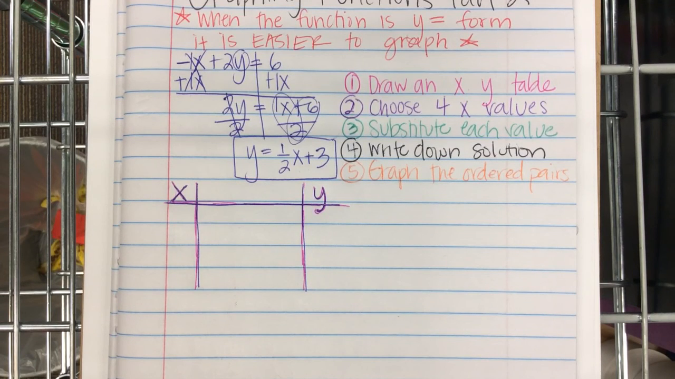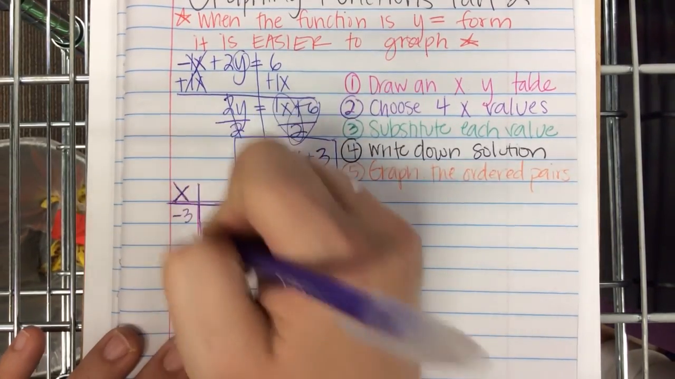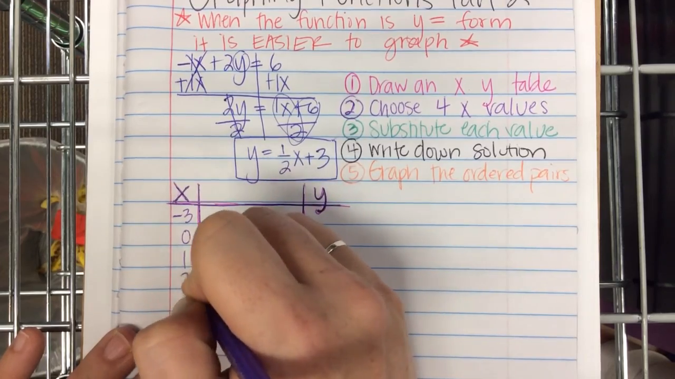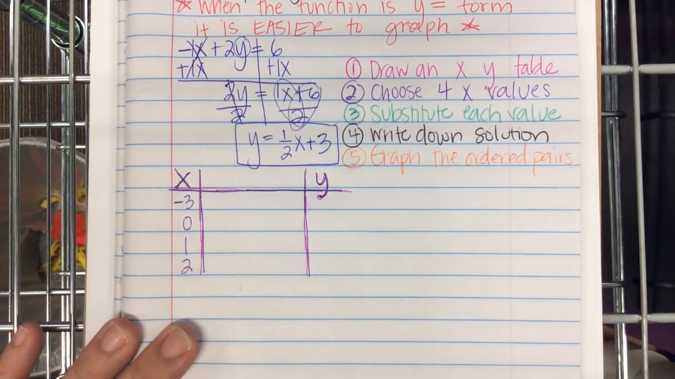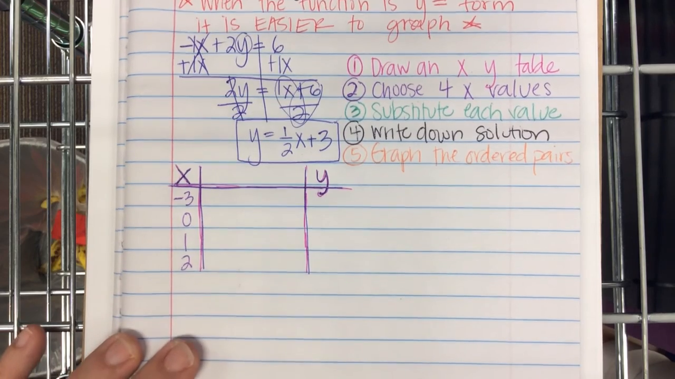So now we're going to choose 4 x values. Ladies and gentlemen, you can pick any 4 x values you want. Here are the requirements. One must be negative. One of them must be 0. And the other one must be positive. That 4th one can be whatever you want. Here's my piece of advice to you. The bigger the numbers, the harder the math. So I tend to stick with -3, 0, 1, and 2. That gives me a good measure of numbers.